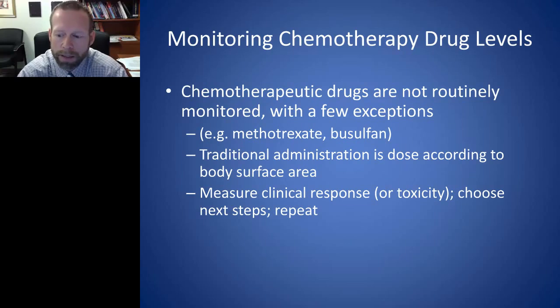And so the way these drugs are managed is through traditional dosing. They try to account for variability based on dosing to body surface area rather than in a typical milligram per kilogram approach. And so they will dose this based on a maximum tolerated dose that's been established. They will then measure the clinical response, as in monitoring the tumor, or look for adverse events, say hematologic toxicity or something else. And then they choose their next steps.